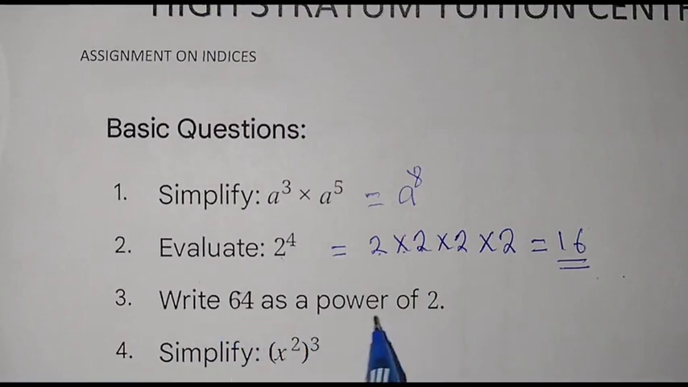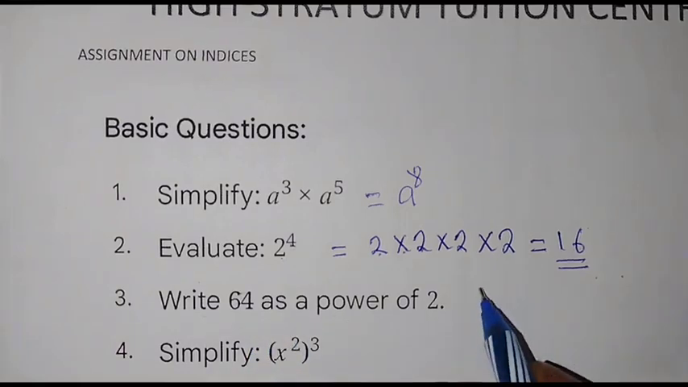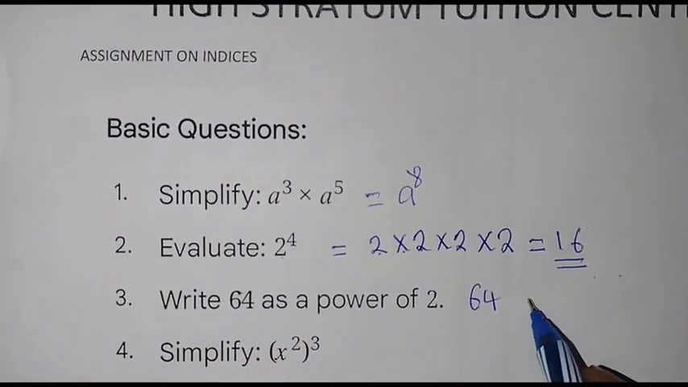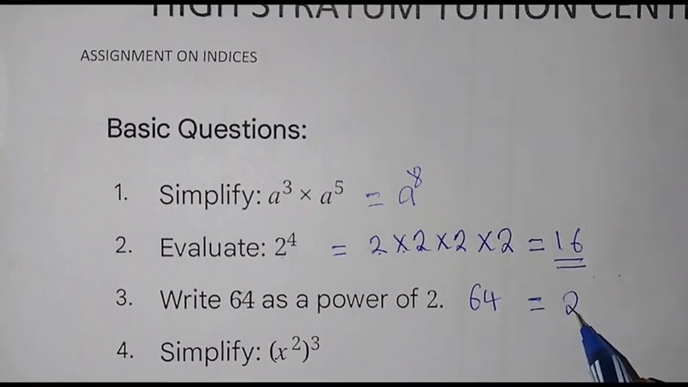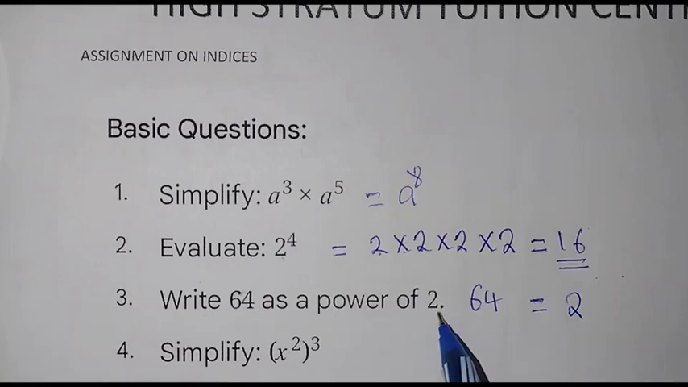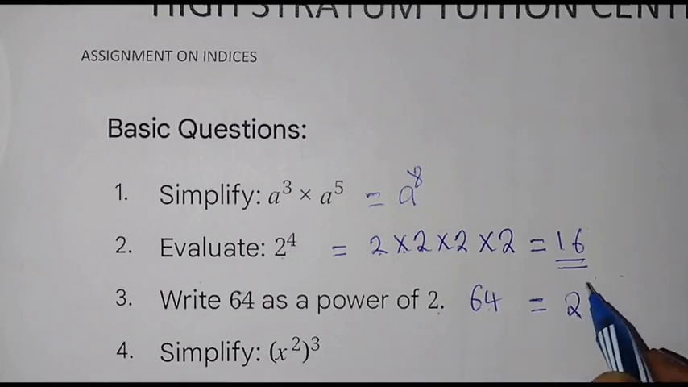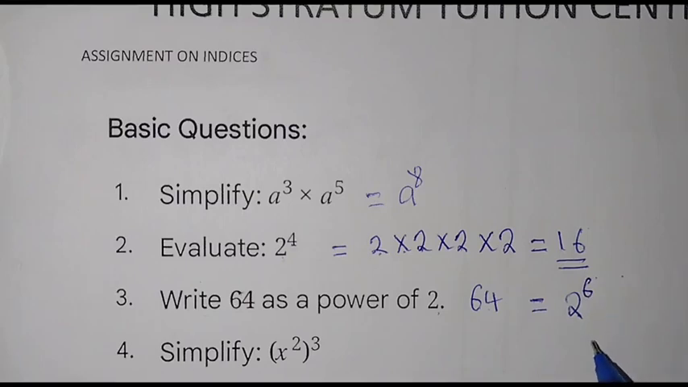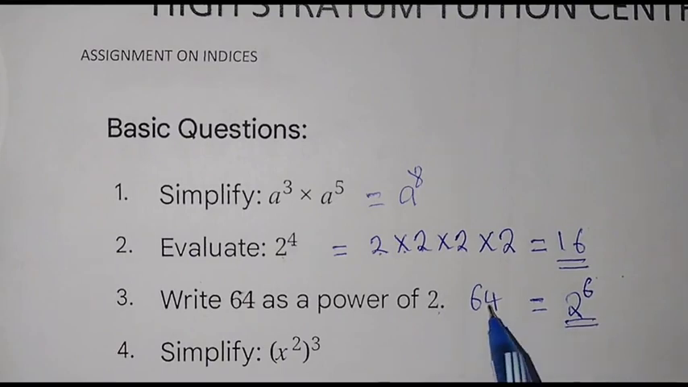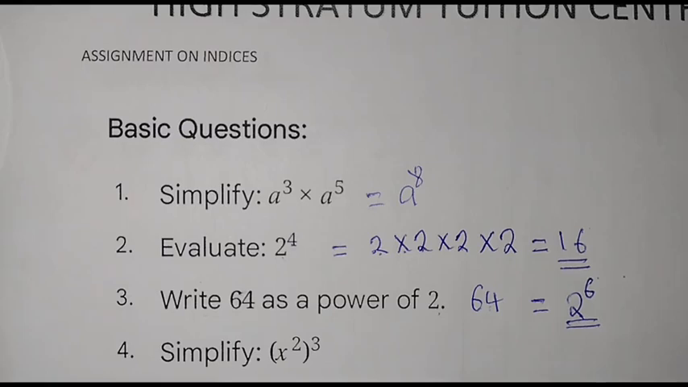Write 64 as a power of 2. So how can we write 64 as a power of 2? So 2 will be the base because they are saying as a power of 2. So how many times can 2 be multiplied by itself in order for us to get 64? So it will be 2 to the power of what? 6. So this is our answer. So when you multiply 2 by itself 6 times, you are going to get a what? A 64. So we now come to our question 4 right here.